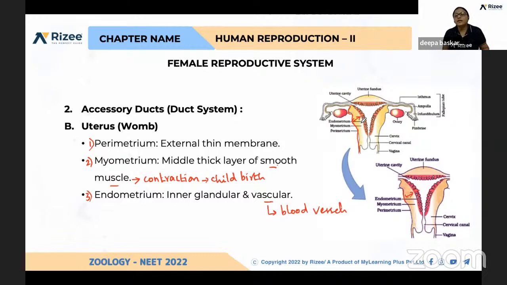So during menstruation, every month, if the menstrual cycle is happening, this endometrium is degraded and expelled out as bleeding. Every month during the follicular phase, it gets regenerated. So for a 28 day cycle, this endometrium is degenerated and regenerated. During the follicular phase it is regenerated, and during the menstrual phase it is degraded. Got it? All of you?